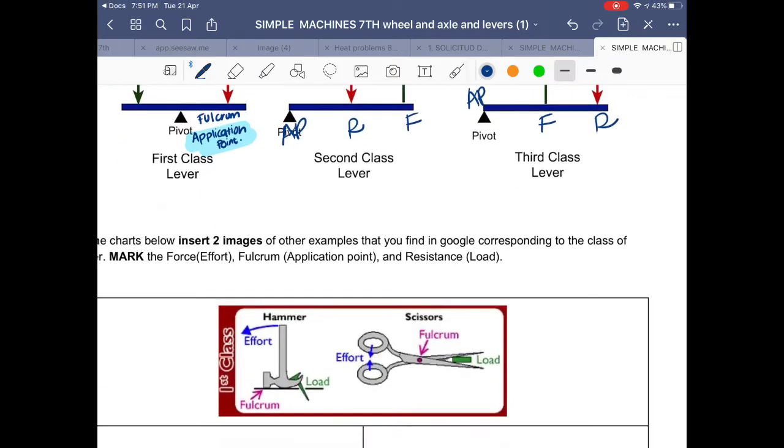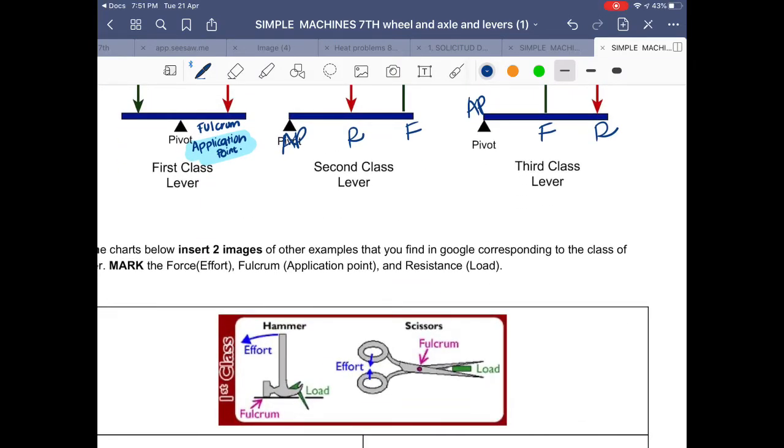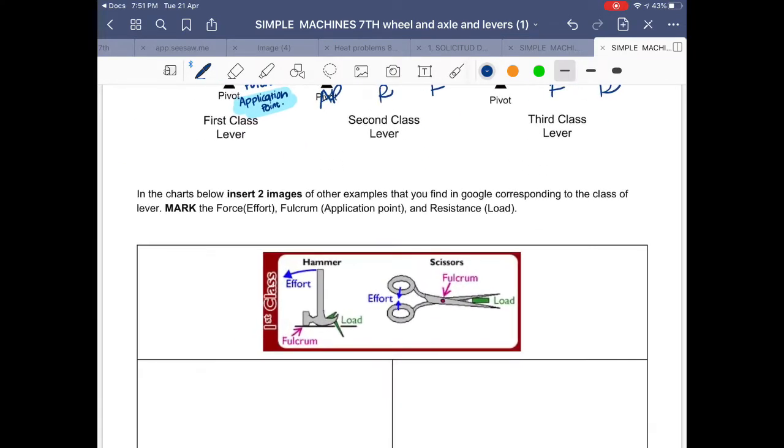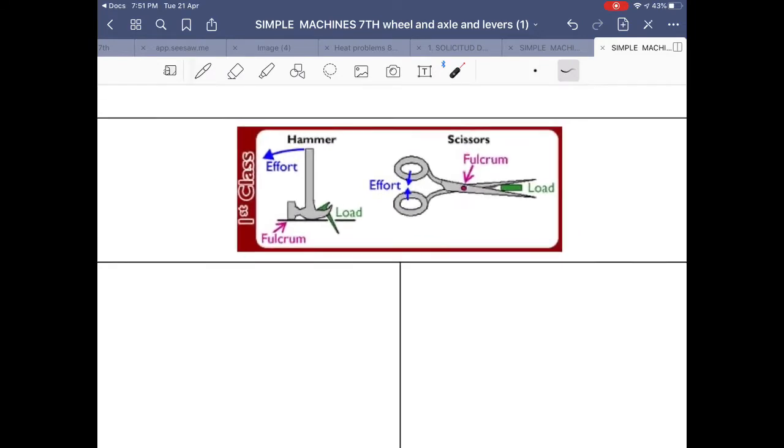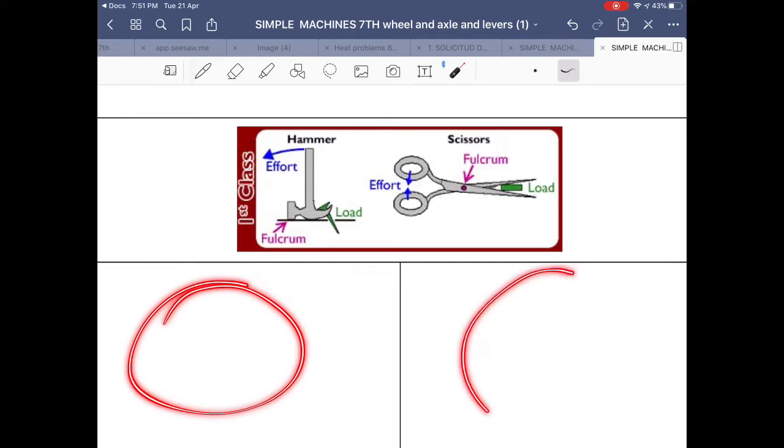Now, in the next tables, if you read the instructions, it says, in the charts below, insert 2 images of other examples that you find in Google corresponding to the class of lever. Mark the force or effort, the fulcrum or application point, the resistance or load, any word, on each one. I put 2 examples of each, and then you'll put another example here and another example here.